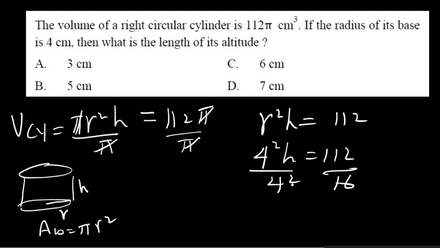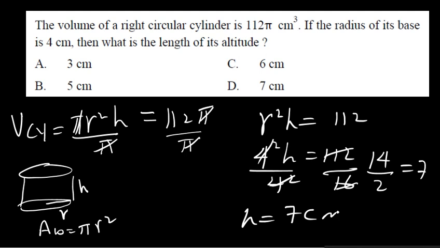4 square means 16. So the h value will be 112 over 16, and we can simplify this one. By 8, this will be 2 and this 14 over 2 means 7. So the height will be 7 centimeters. The answer is found in D.